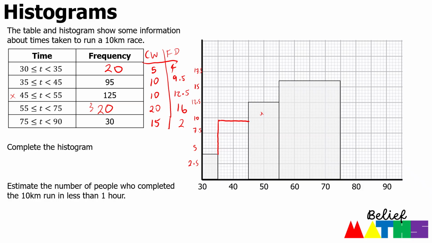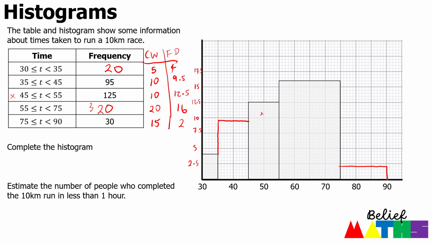All we're missing now is to draw our last bar, which goes up to a height of 2, which is just one box below, comes all the way across to our 90, and then all the way down. And that's our histogram drawn. So again, you always look for that one that matches, figure out the heights from there, and you can go from there.